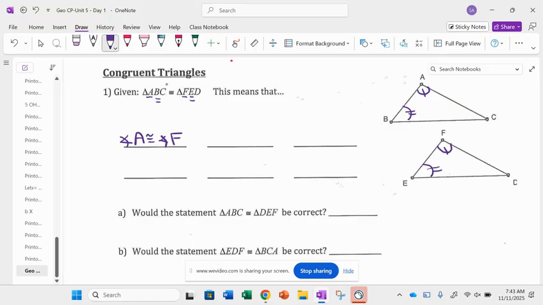And last but not least, C and D are written last. So that means angle C is congruent to angle D. So we had angle B congruent to angle E and angle C congruent to angle D.